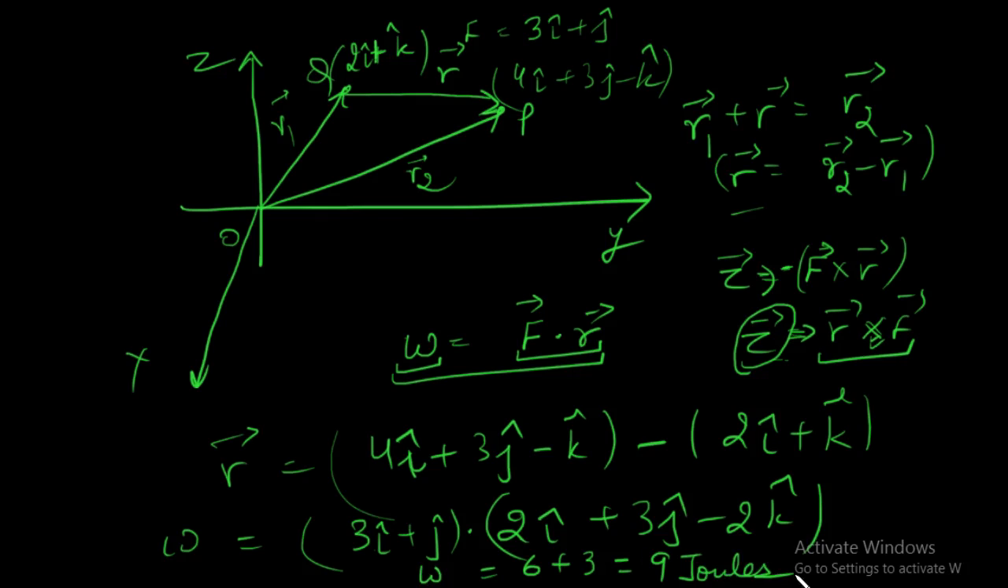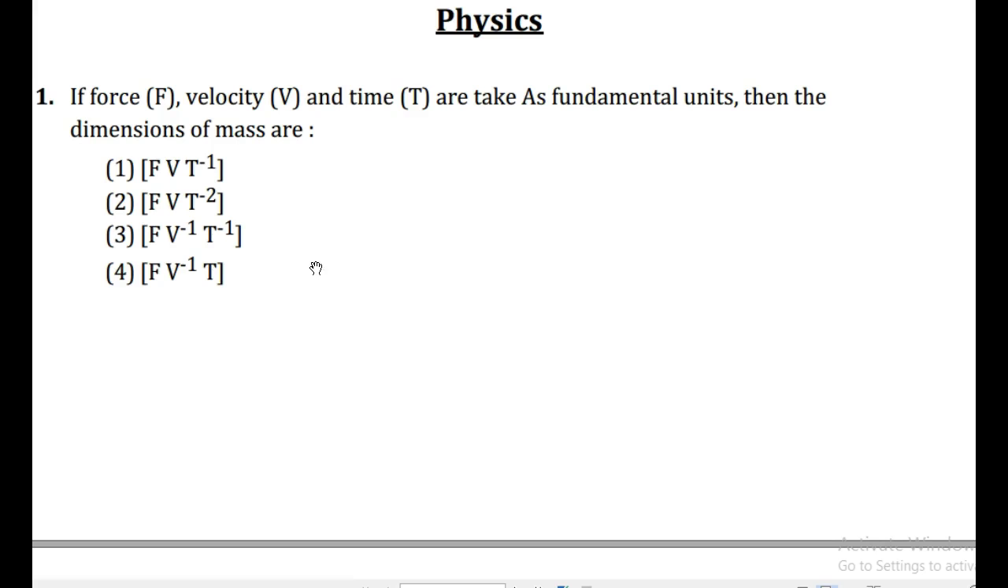Work done over here is 9 joules, okay? So we move on to the next question. It says that if F, V and T, force, velocity and time, are taken as fundamental units, you have to read the question very carefully. It is written fundamental units, which means they are equivalent to meter, second and kg, okay?